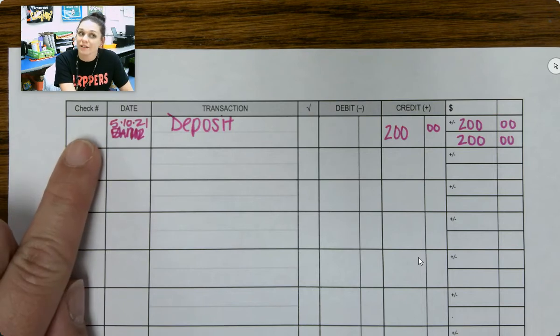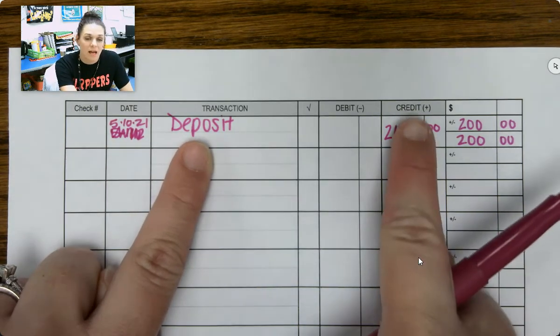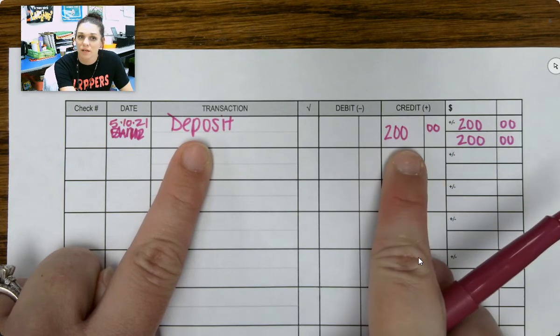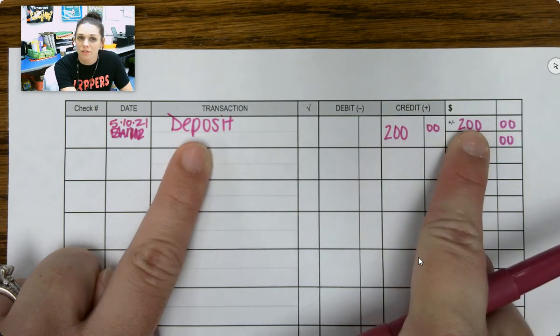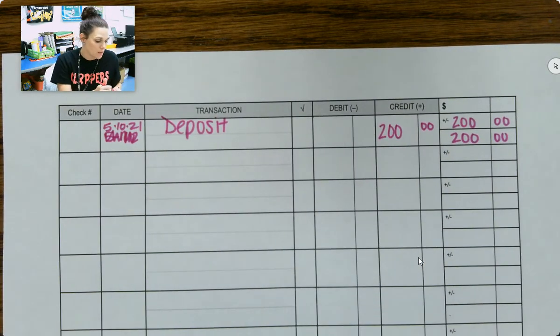This is not a check, so I do not put the check number there. I put the date. This was a deposit. It is a credit, which is positive money of $200. So I'm plus 200, so I have $200 in my account. All right, so let's go ahead and let's spend some money.